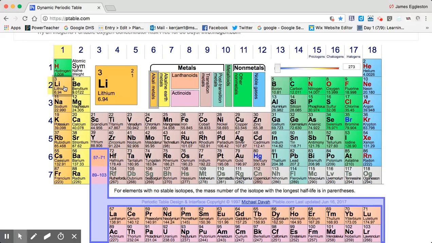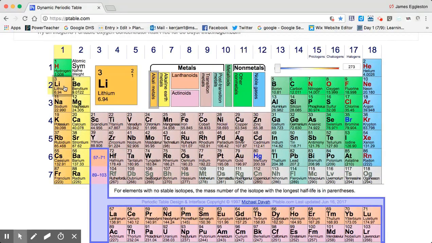Lithium has an average atomic mass of 6.94, which we recognize is very close to the number 7. So as we look at lithium and consider that it has 3 protons, the most common isotope of lithium must have 4 neutrons. 4 plus 3 makes 7. So 6.94 is almost 7. 3 protons plus 4 neutrons would give us a mass of approximately 7.